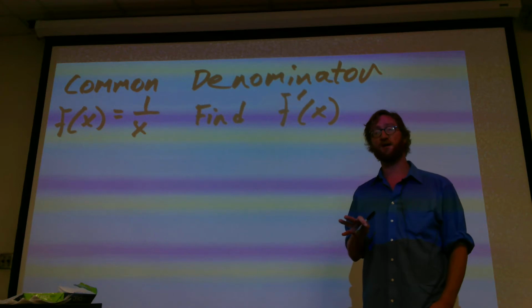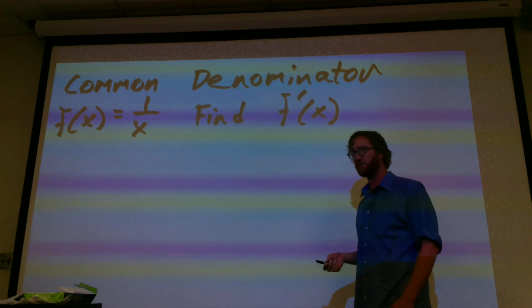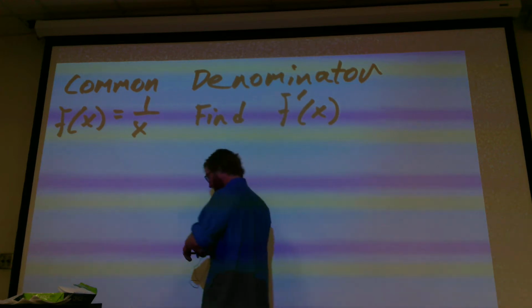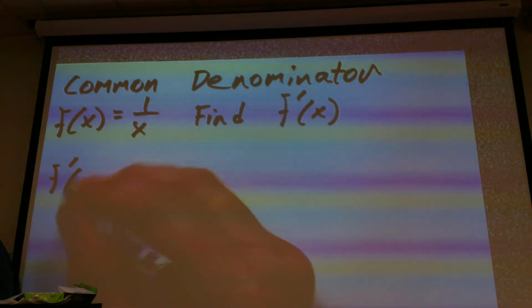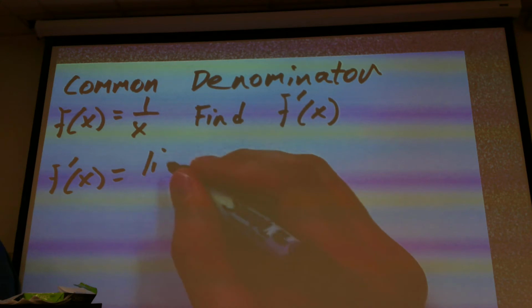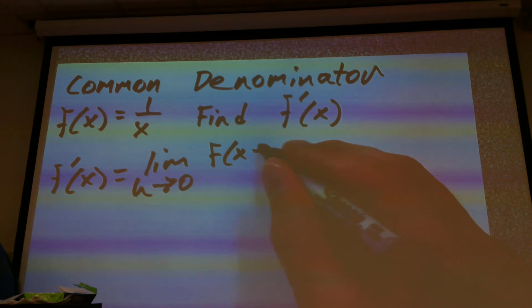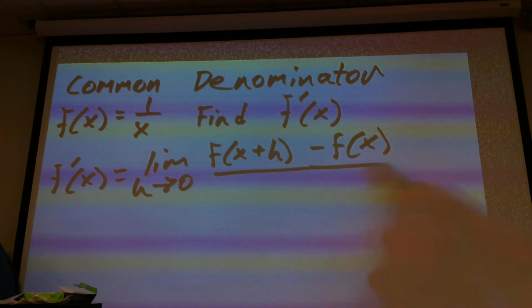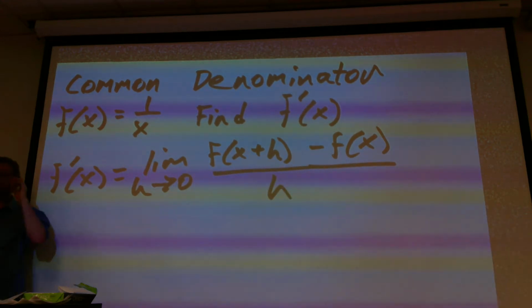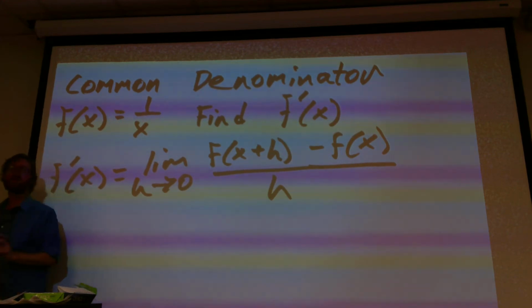We want to get a common denominator so that we can combine our fractions together and get rid of that h on the bottom. So, start off just like the other problems. This is going to be the limit as h tends towards 0 of f of x plus h minus f of x divided by h. And it's just how we start on all the problems. This is the definition of the derivative. You might see it written in some other ways, but they're all equivalent.